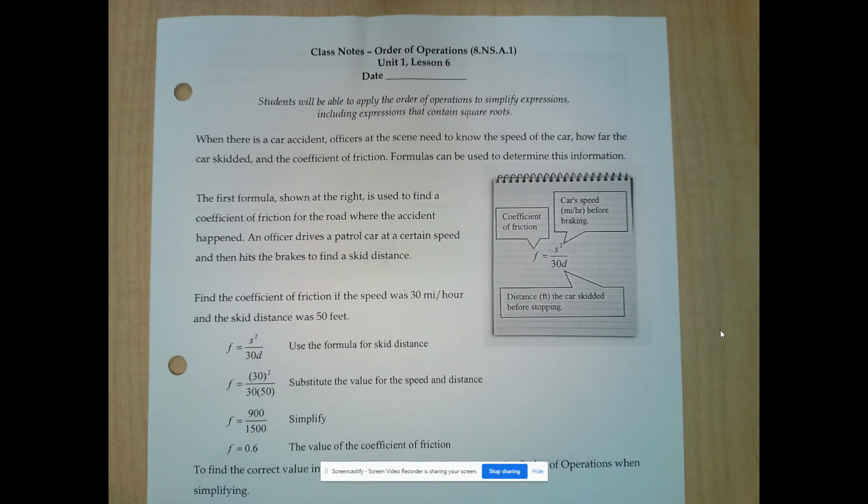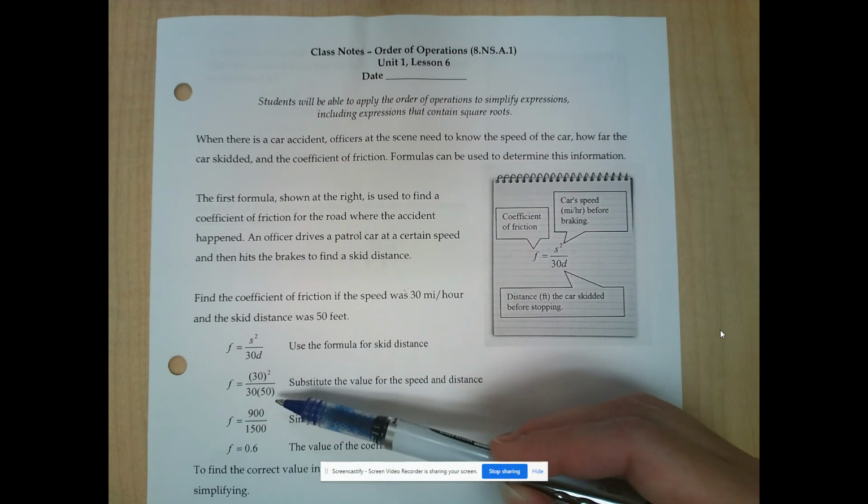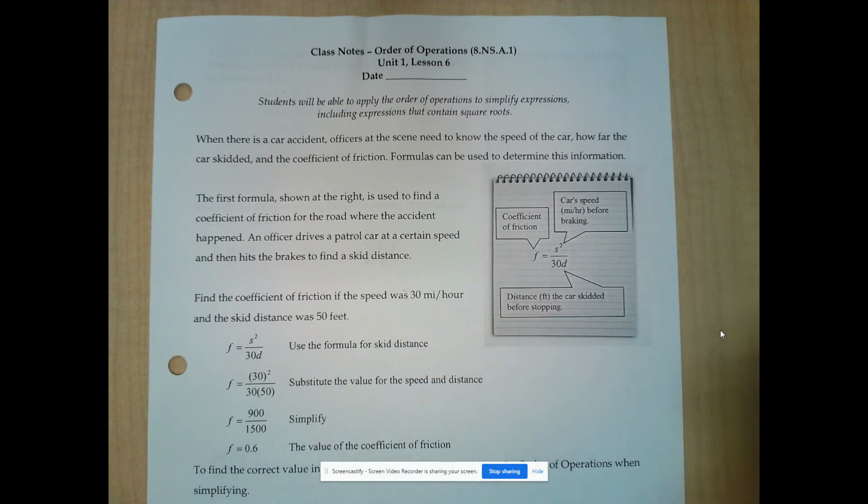Fraction bar acts like a grouping symbol. We do everything in the numerator separate from everything in the denominator. And then you end up with a fraction where you divide numerator divided by denominator, and you get a coefficient of friction. In this case, it's 0.6. And that number translates to how slippery was the road. Once they've got that, they can then determine from a car how fast was the car going when it got in an accident.